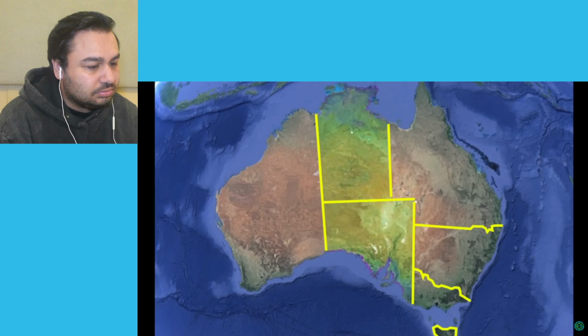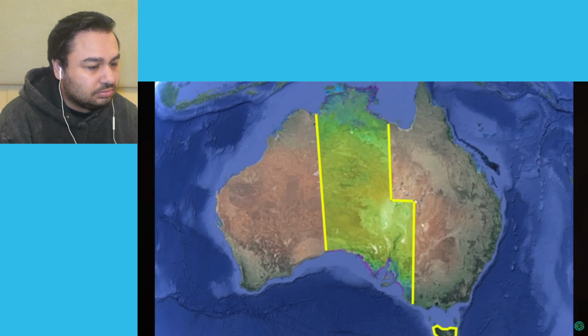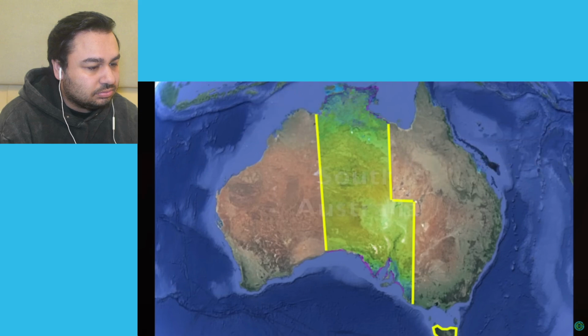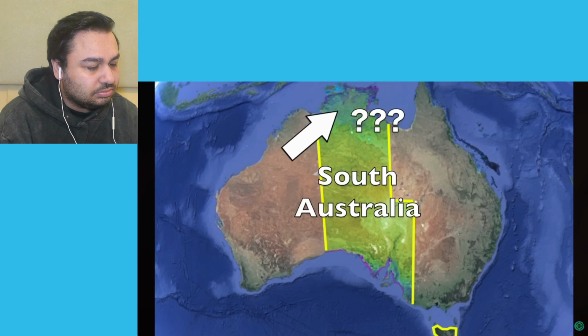The most dramatic border area, though, would have to be the middle of Australia. For years, this slab of land didn't exactly quite know how to distinguish itself and has gone through 4 transitions in the past century. First, it was all South Australia, which didn't quite make sense because parts of it touched the northern parts of Australia.